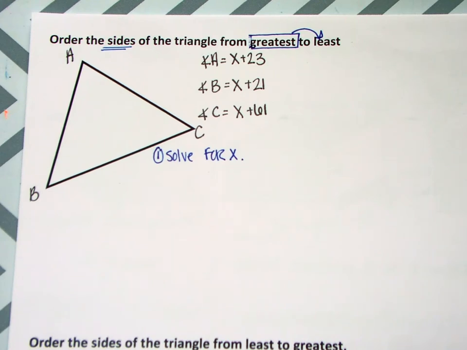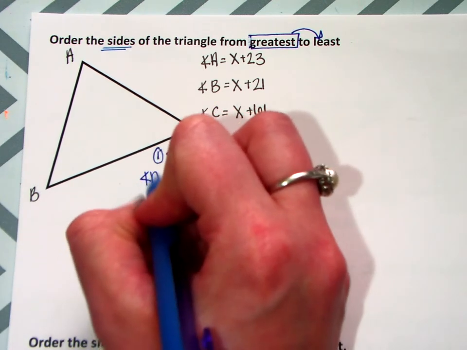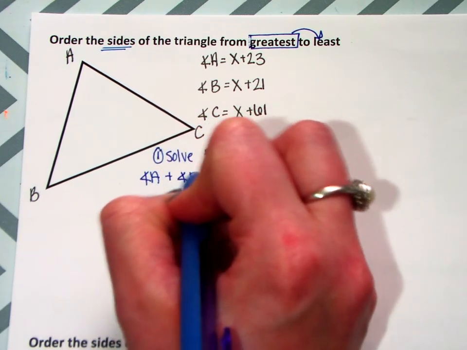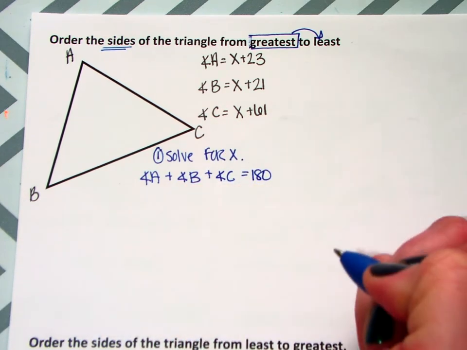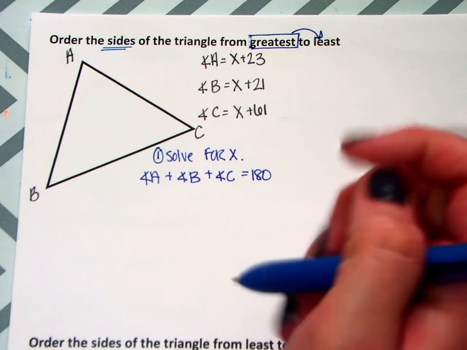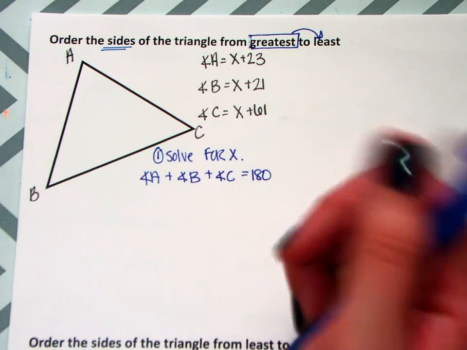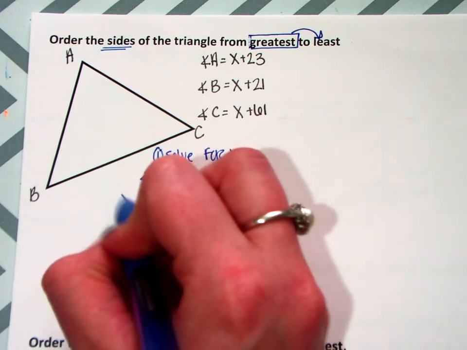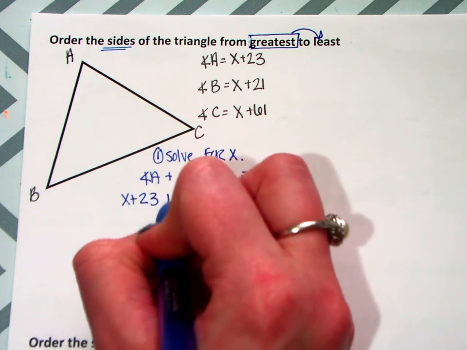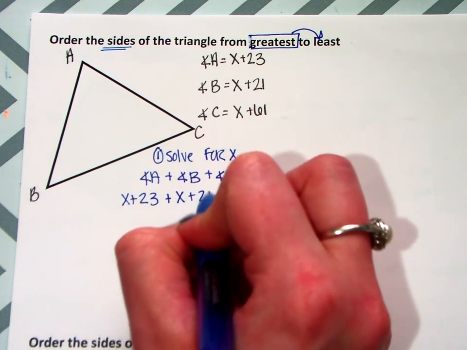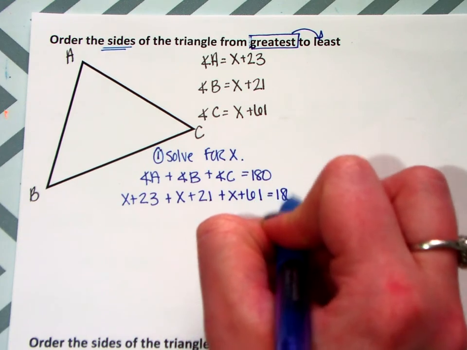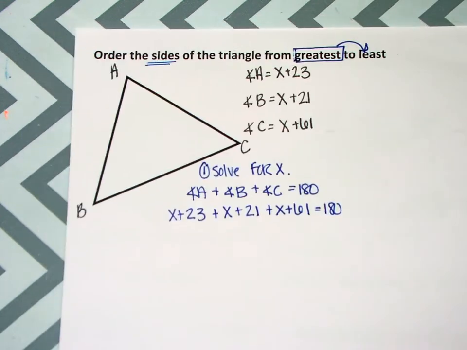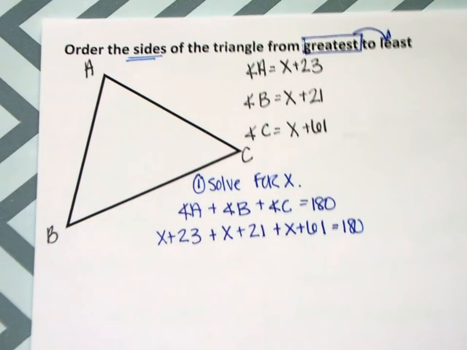So I'm going to just set up my problem. Angle A plus angle B plus angle C equals 180. That's just a general equation. Now I'm going to take all that info and plug it in. So angle A is x plus 23, plus x plus 21, plus x plus 61, equals 180. So again, all I'm going to do here is solve for x.